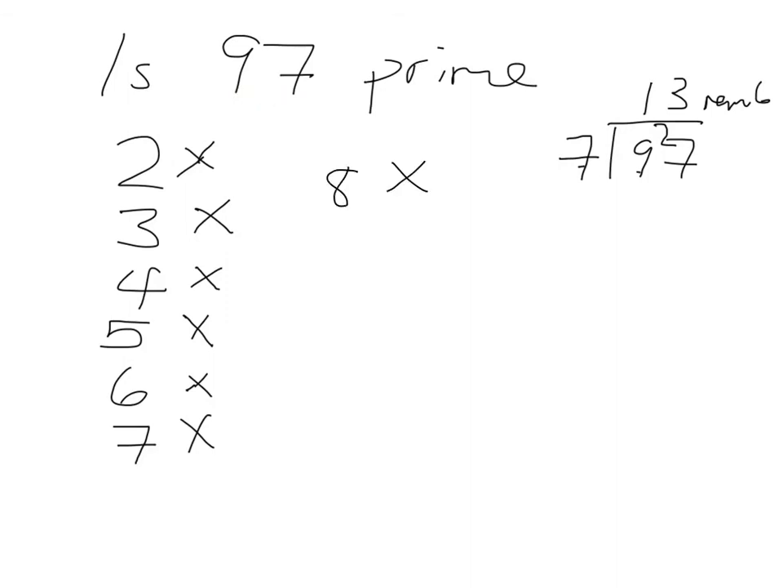8, well, I know 8 won't go in because 97 is not an even number. What about 9? No, it won't go in if I try and do the division. 10, definitely not. Do I have to keep going? Let's just check where I am. If I took 9 and multiplied it by 9, I'd get 81. That's smaller than 97, so I did have to keep going. If I take 10 and multiply it by 10, I get 100, and that's bigger than 97. So anything from here on, I'm going to be in the bigger numbers. And remember how we looked at factors? Any big factor would have had a small factor partner. And I've checked all the possible small factors, so I can stop here. I don't have to keep on going. And I can say, all right, 97 is a prime number because I haven't found any factors other than 1 and itself.